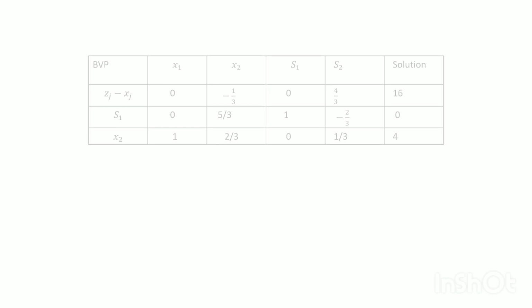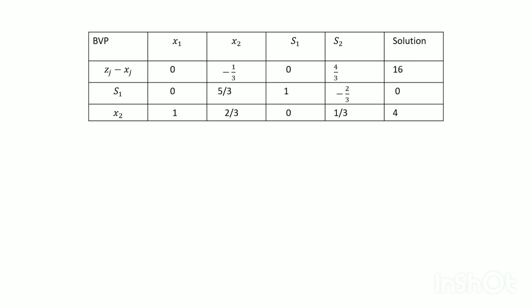You will see this column. Yes, you see that x2 becomes 1, 2 by 3, 0, 1 by 3 and 4. Here it is wrong, it is x1 that is my entering variable, and the leaving variable is s2.